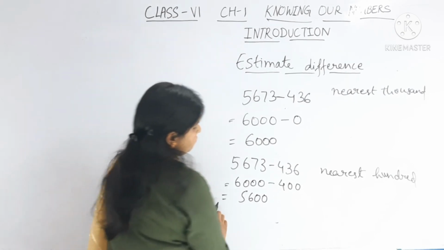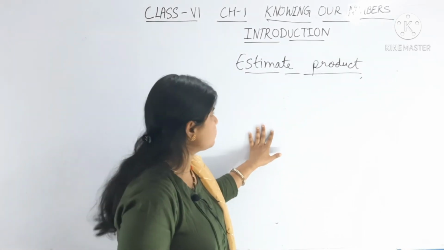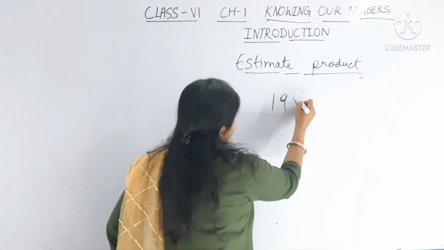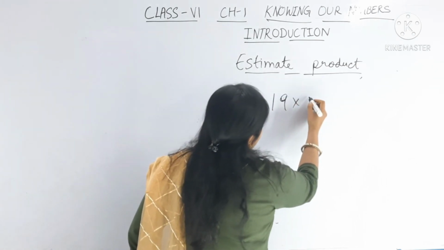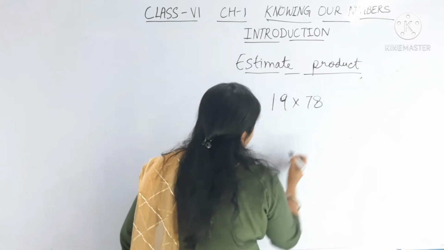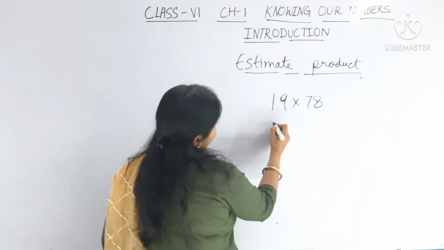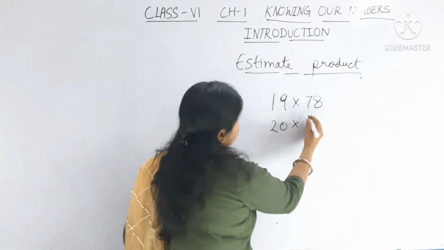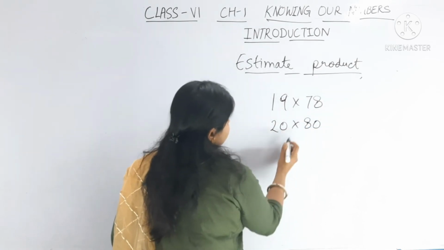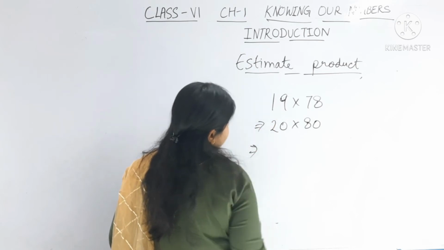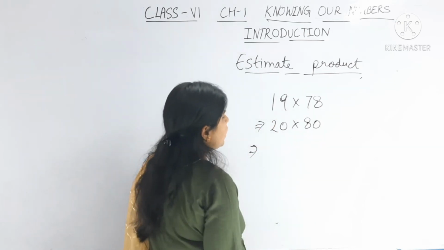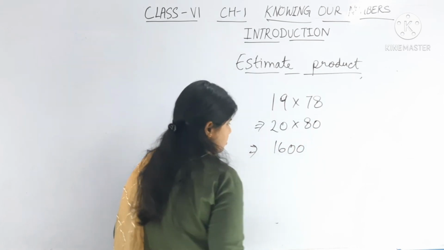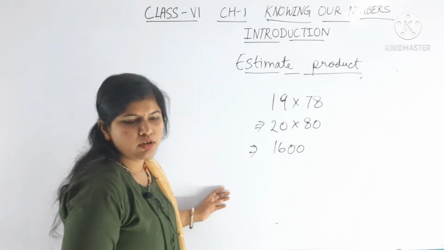Okay. Now the next point is estimate the product. I am taking one example like 19 into 78. So the approximate value will be 20, and here 8, so it can come 80. So what is the approximate value for the product? That is 80 times 20, which we write as 1600. Okay, that is the estimate product.